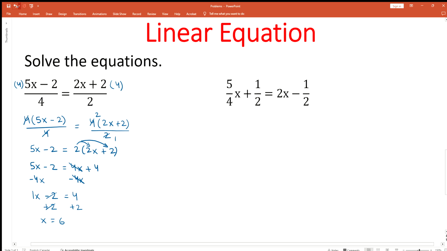The first step is to get rid of the denominators. We should multiply each term in this equation by the lowest common multiple of the denominators. The denominator of 2x is 1. So the denominators are 4, 2 and 1. The lowest common multiple for these denominators is 4. So we should multiply each term in this equation by 4.